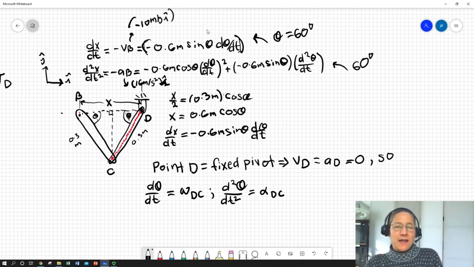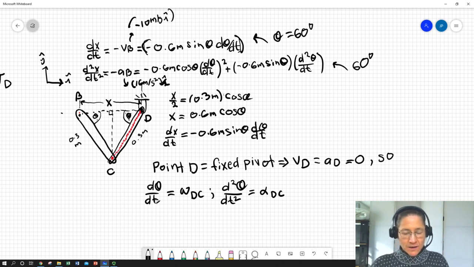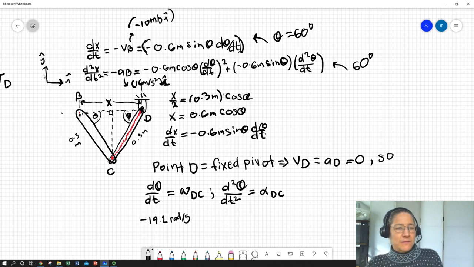So we can go ahead and solve and end up getting, in this case, a d theta dt in radians per second. And if we just input our 10 meters per second, rectify the signs, we'll end up getting a negative 19.2 radians per second. So that means basically it's rotating like that.